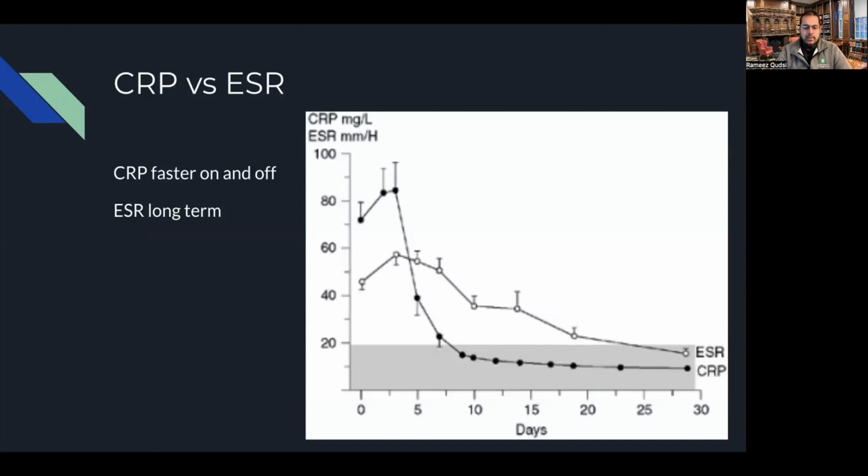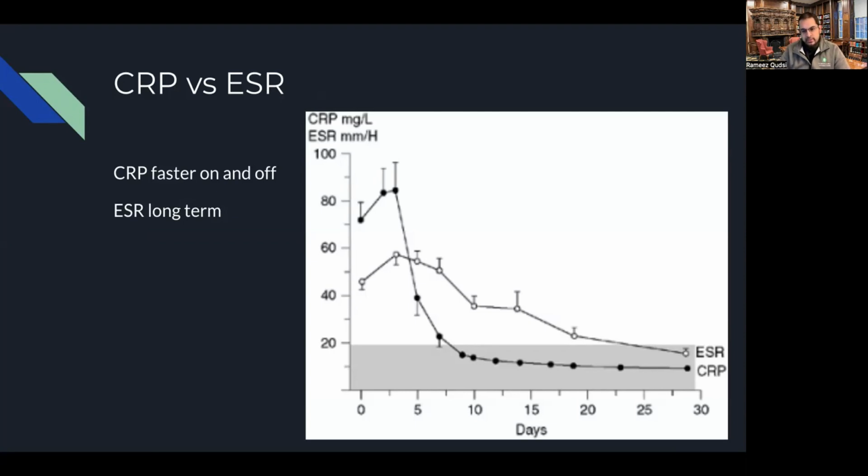CRP and ESR remain the two mainstays in terms of labs, along with the white count. Again, CRP is faster on and off. This chart just demonstrates that the CRP will go up within days, but also come down very quickly in treatment. And so if there's one test that you're limited to, I would advocate getting a CRP.